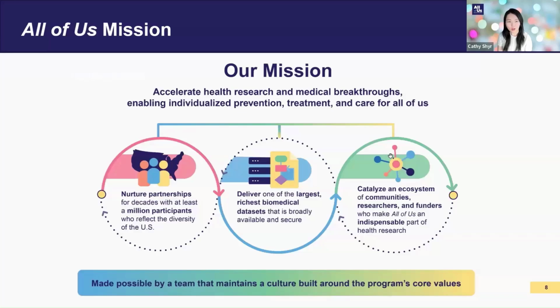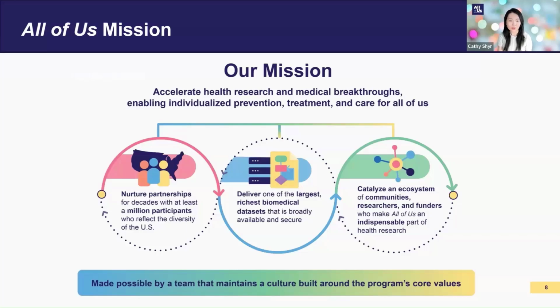So the goal of the All of Us research program is to accelerate health research and medical breakthroughs to enable personalized prevention, treatment, and care for the diverse populations in the United States and beyond. So there are three core pillars to our mission.